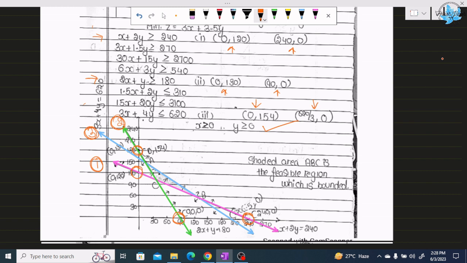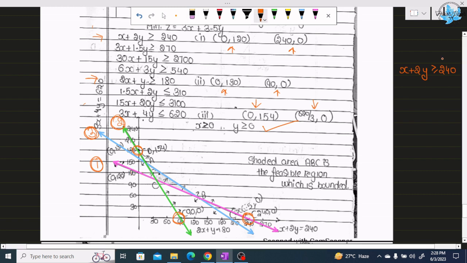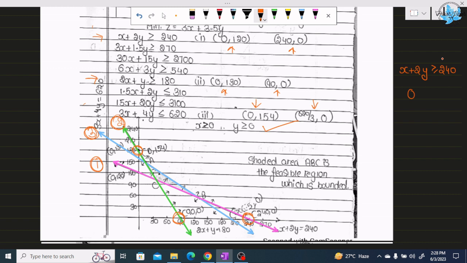So your first equation is x plus 2y is greater than or equal to 240. It means you have to find the shaded region. The pink line is your first equation graph. So I'm considering the left side point, that is the origin. At the origin x and y is 0, so I will get x plus 2y to be 0. Then is it true? No, it is not true. It means on the pink line I will draw the arrow upward, or you can say opposite to the origin.